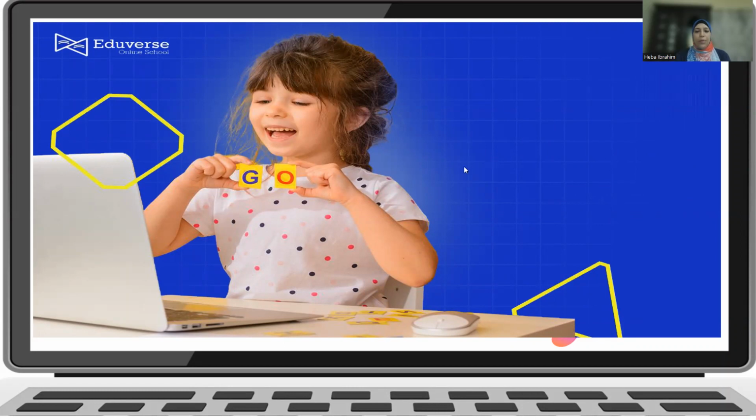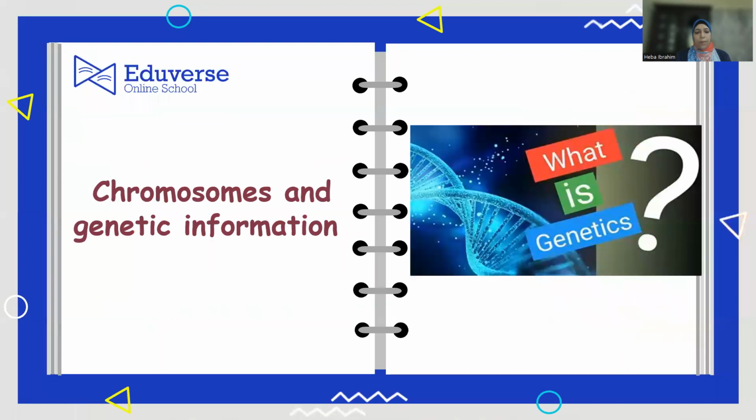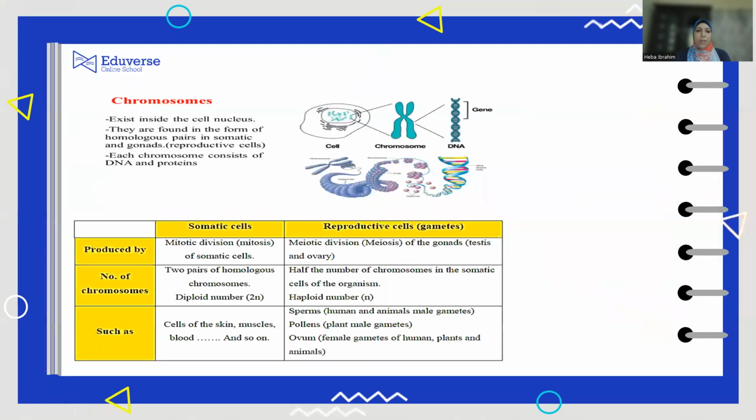Let's start with our first unit, genetics. First lesson: chromosomes and genetic information. As we know from our previous studies, chromosomes exist inside the nucleus. The nucleus exists inside the cells of all living organisms.